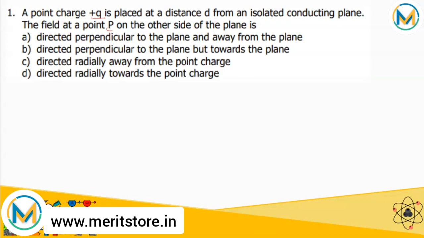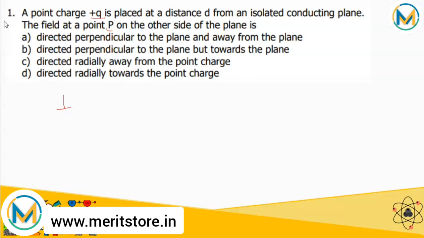As a result, some negative charge develops on the surface of the plane towards the positive charge side, and an equal positive charge develops on the opposite side of the plane. The electric field lines are away from the positive enclosed charge and perpendicular to the surface. Hence, the field at point P on the other side of the plane is directed perpendicular to the plane and away from the plane.